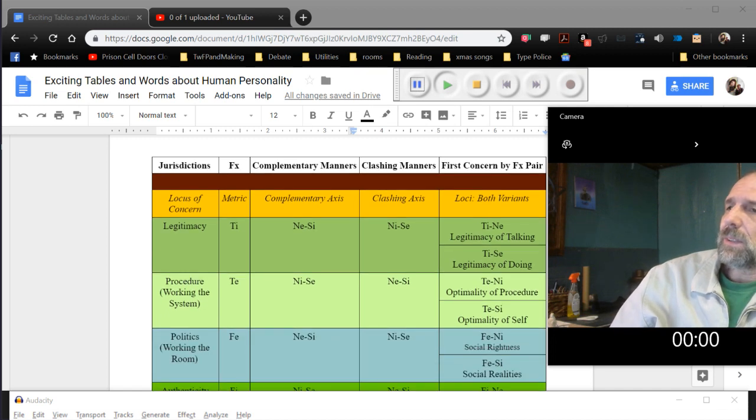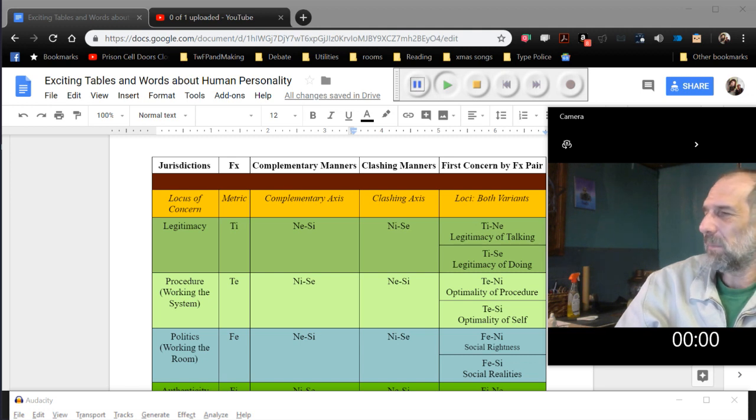So locus of concern for TI's legitimacy, the complementary axis, naturally, is NESI because they all operate. NE operates as the action function of conditionality, where TI is the judging function. It's naturally going to feel comfortable there. SI would be more comfortable with FI maybe, but that's if SI were first, and it's not going to be. Yeah, ignore that. I'm getting bogged down.